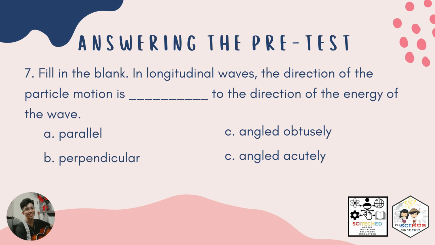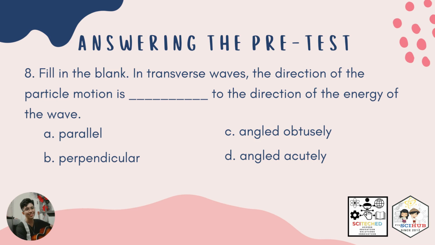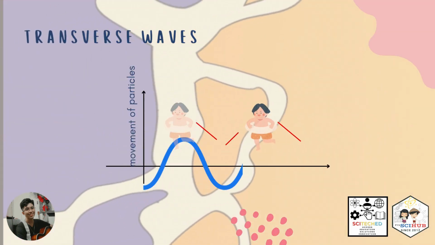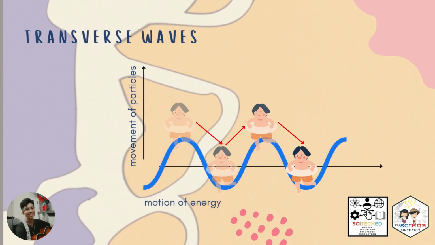We know from our discussion in longitudinal waves, the direction of the particle motion is, yes, it is letter A, parallel to the direction of the energy of the wave. As an example, I demonstrated this using a slinky, right? Just like in our image here. Number 8, we discussed that in transverse waves, the direction of the particle motion is blank. It is letter B, yes, perpendicular to the direction of the energy of the wave.